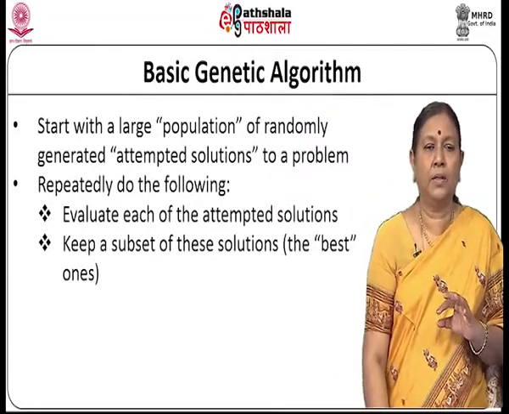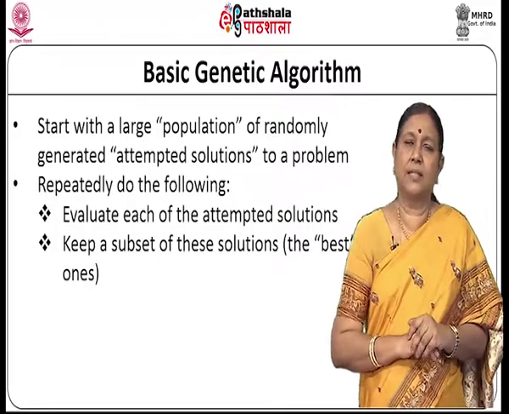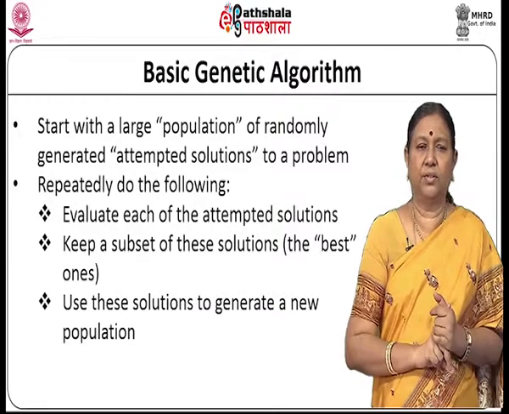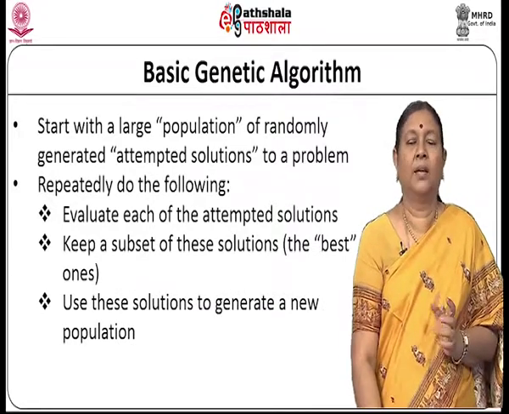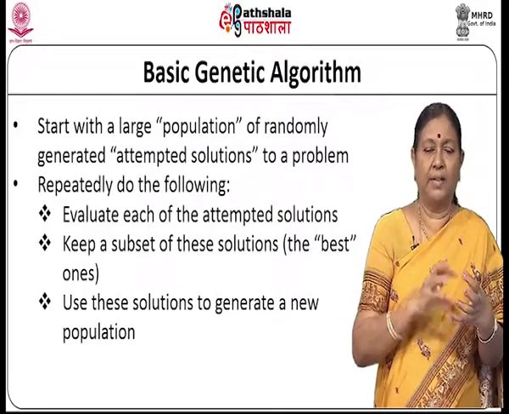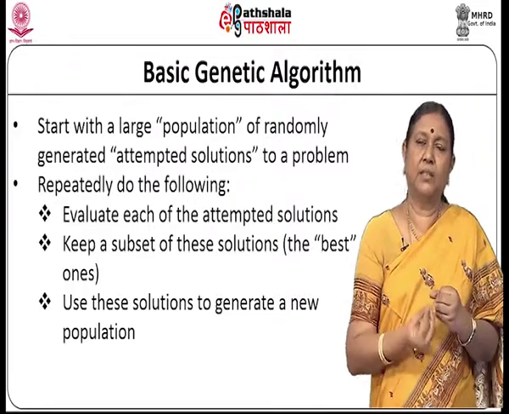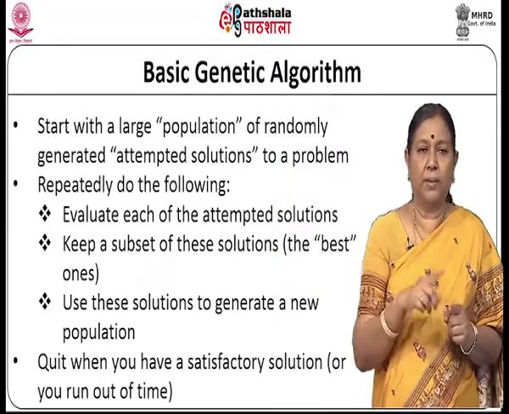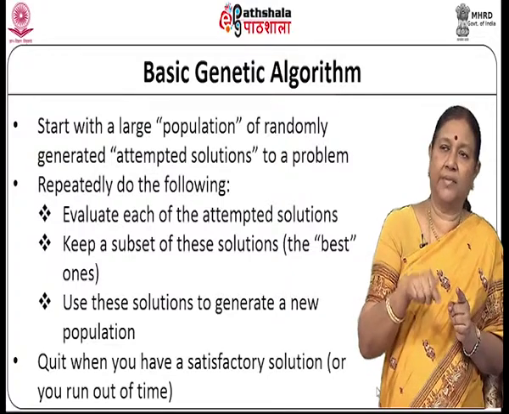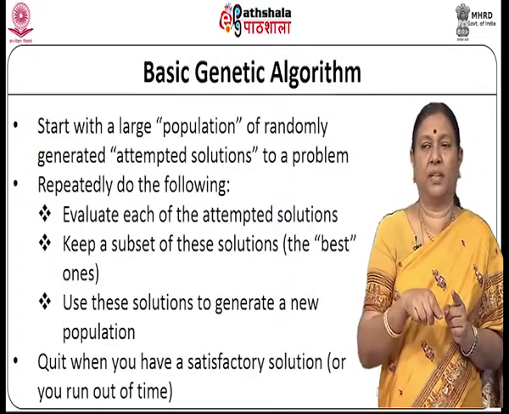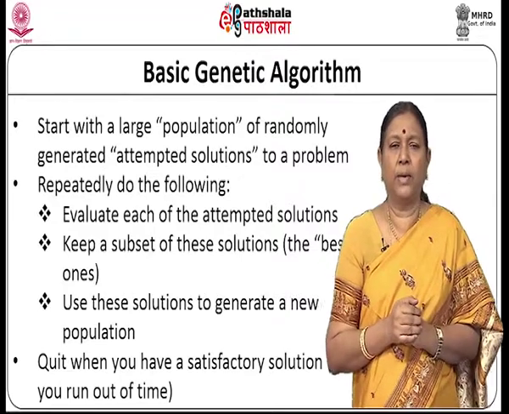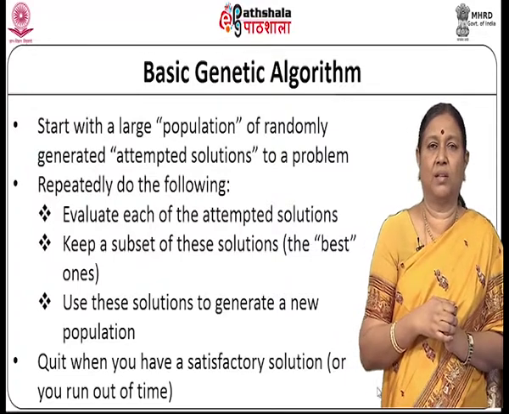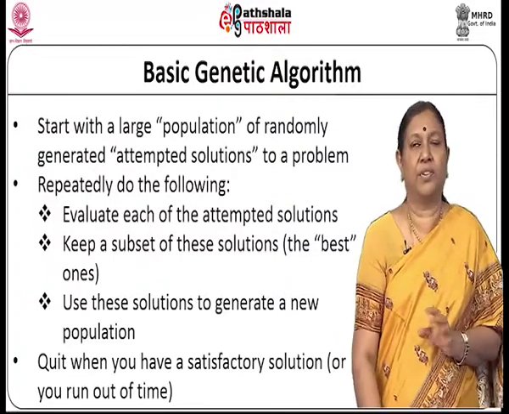Then keep a subset of these solutions as the best ones, keep a subset. Then what you do? You use these solutions to generate a new population. So, from the attempted solutions you evaluate it, keep a set, and from that use these ones to generate a new population, and you keep doing this again and again. So, now you have a population, evaluate it, select it, do the modification, create new ones and go on. Quit when you have a satisfactory solution or you have run out of time. So, you have reached the number of iterations you are willing to do, or you have run out of time. That is the basic algorithm.